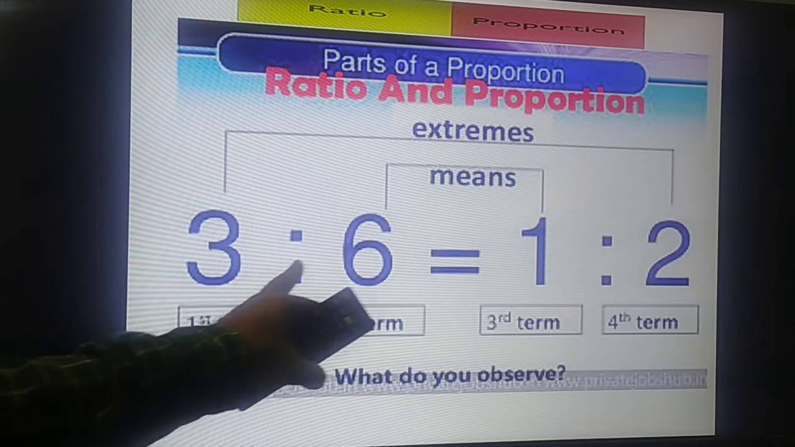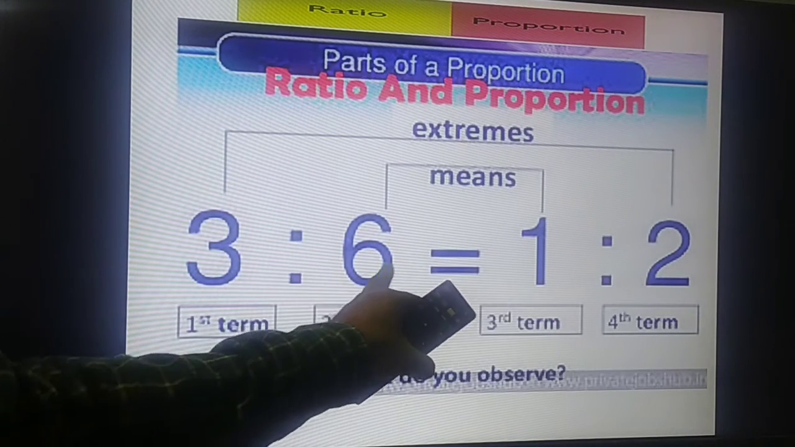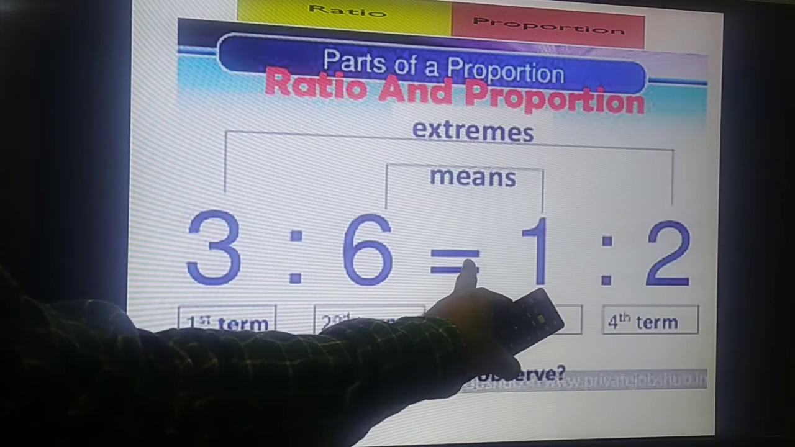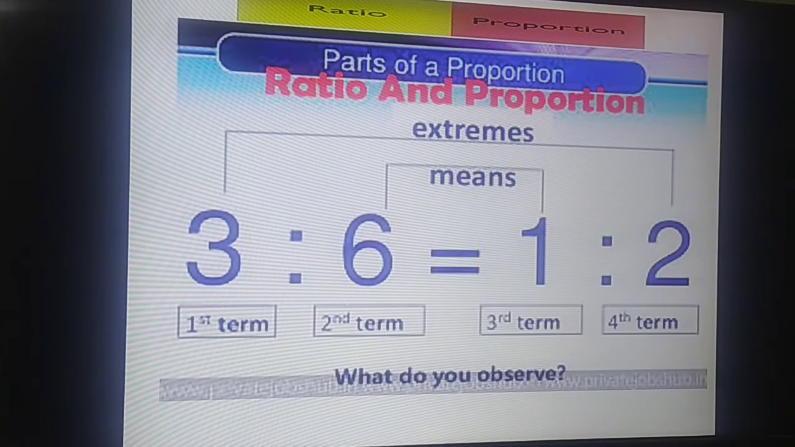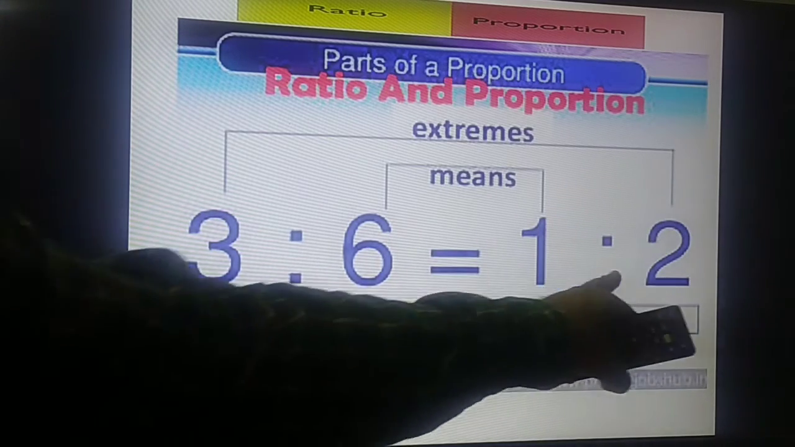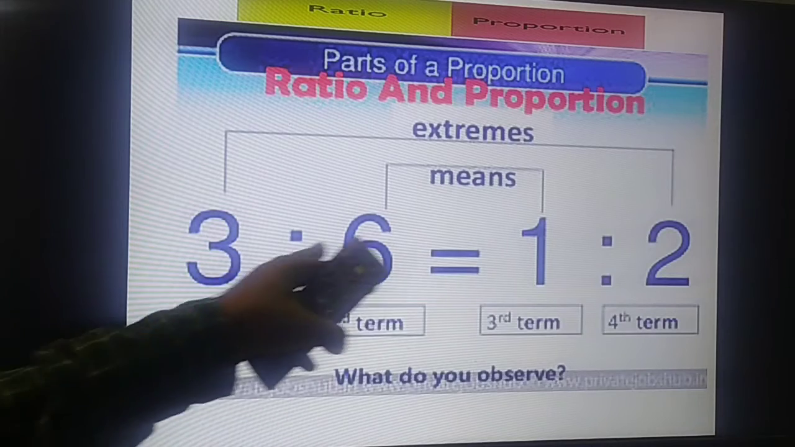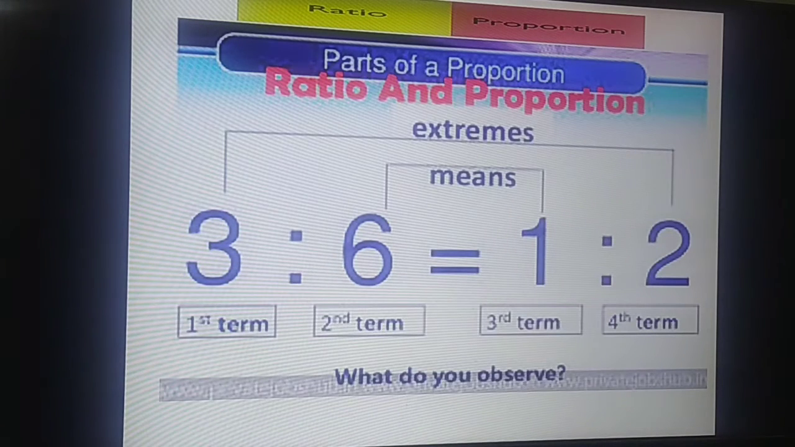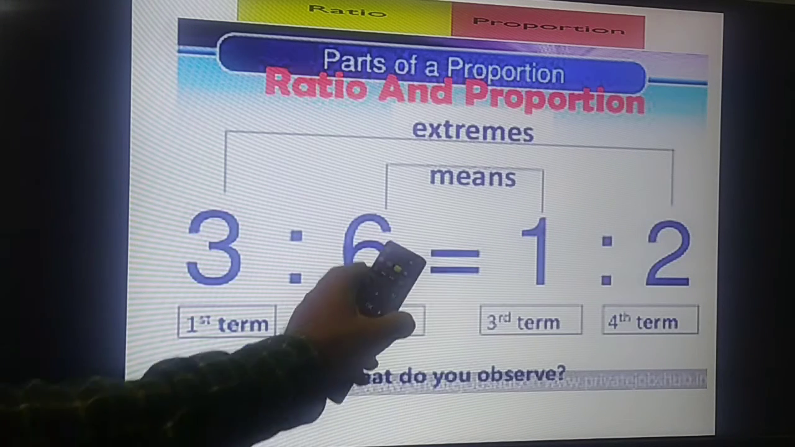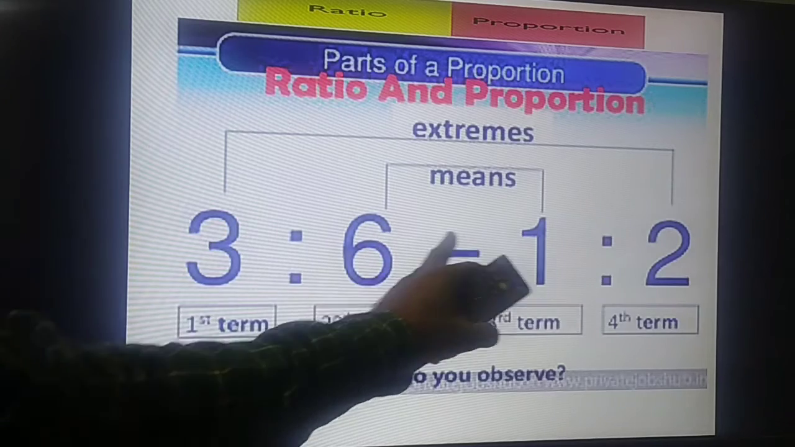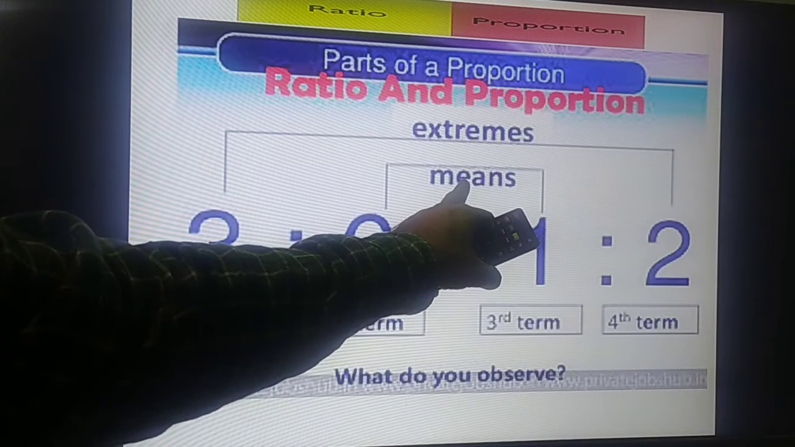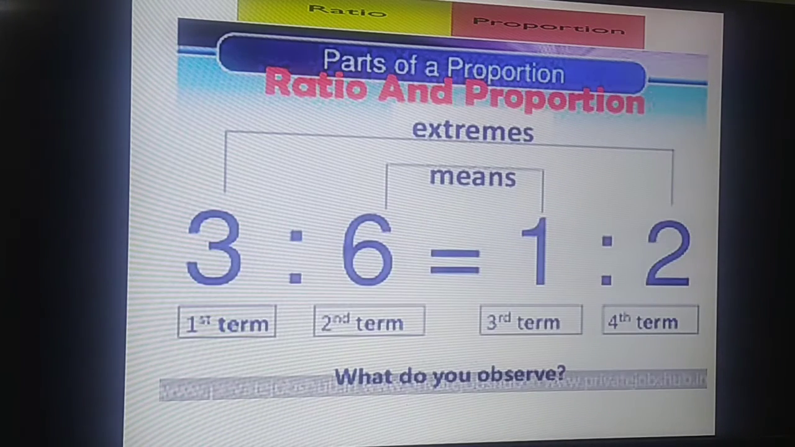Again, 3 is to 6 proportional to 1 is to 2. Then this 3 and this 2 are called the extreme terms, meaning the terms at the ends, and these are the middle terms, also called the mean terms.